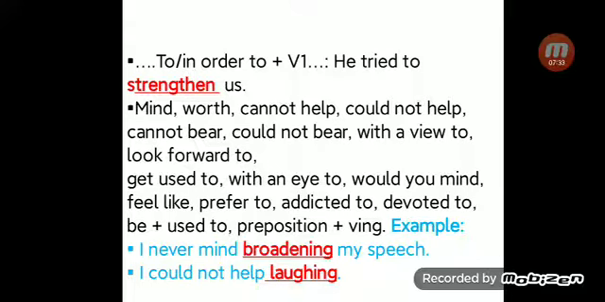Mind, word, cannot help, could not help, cannot bear, could not bear, with a view to, look forward to, get used to, with an eye to, would you mind, feel like, prefer to, addicted to, devoted to, be plus used to, preposition plus verb plus ing. Here are some examples for you. I never mind broadening my speech. I could not help laughing.